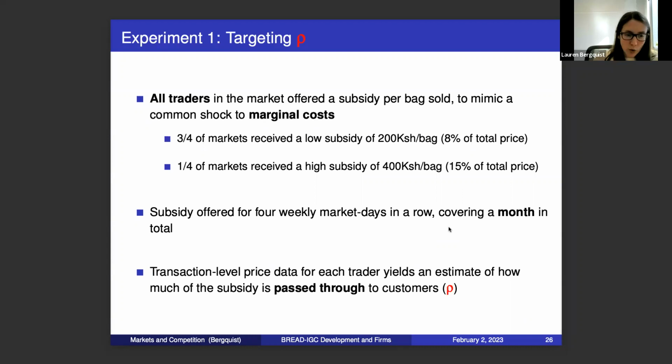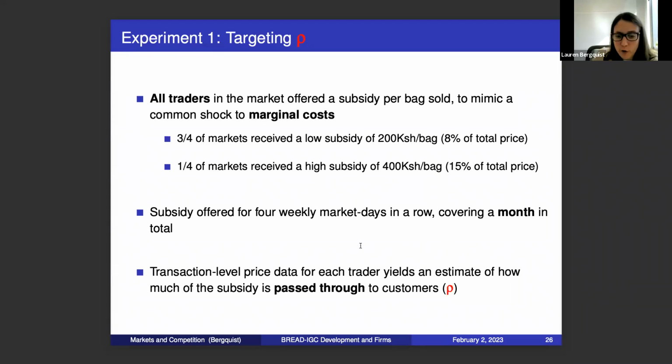markets. So in 3/4 of the markets, we offered a low subsidy. Now, low is just relative to high. It's still pretty large in absolute value. It's 8% of total price. And in 1/4 of the markets, we offered a high subsidy of 15% of total price. The reason we had this variation will become clear in a moment. We're going to use this to test a particular functional form we're going to place on demand.